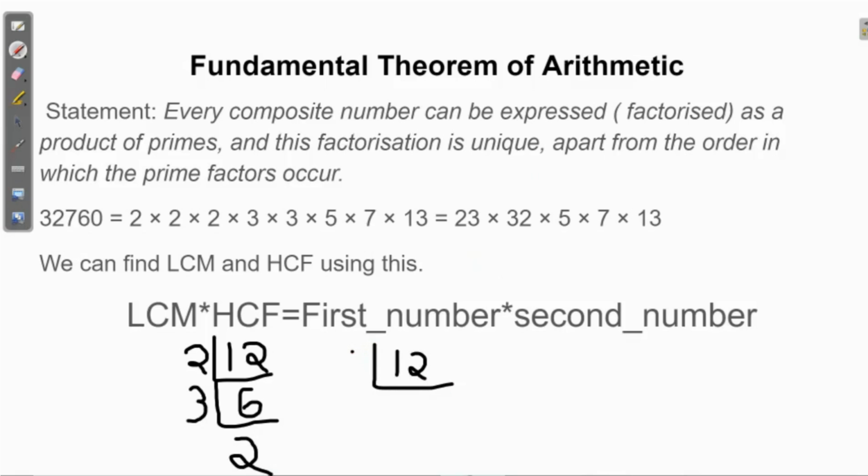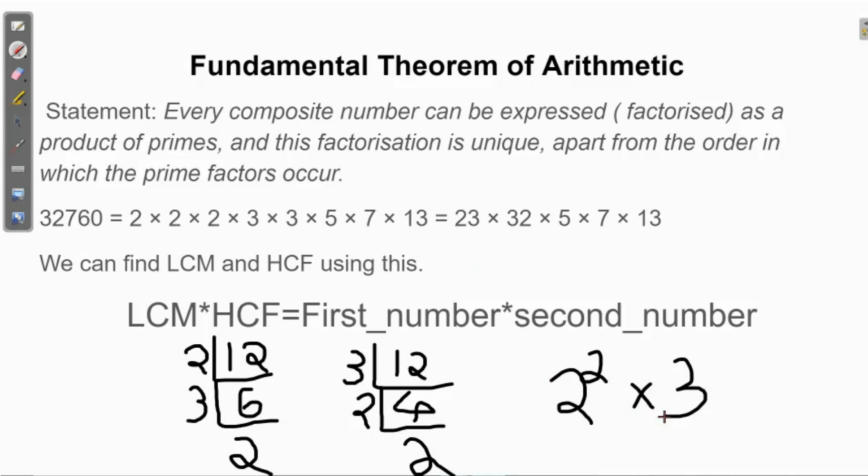First, I'll divide by 3. 4. 4, most of you have guessed by now. 2 and 2. So, no matter what order it is, it is 2 to the power of 2 into 3. You change the order however you want, but these will be the prime factors of the number 12.